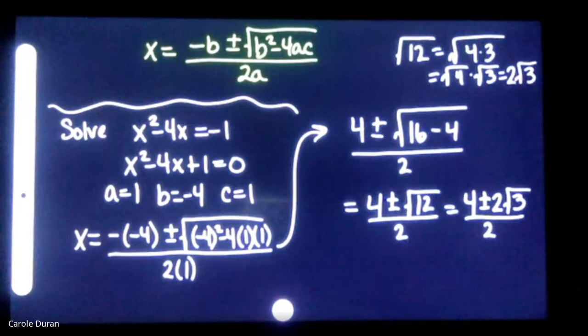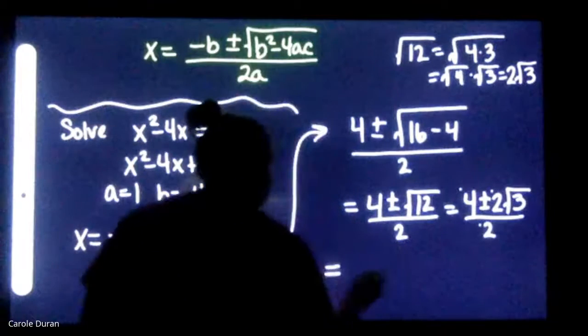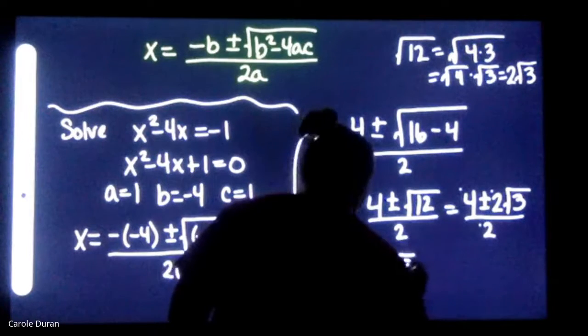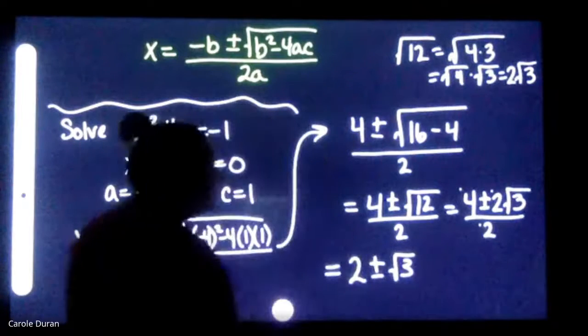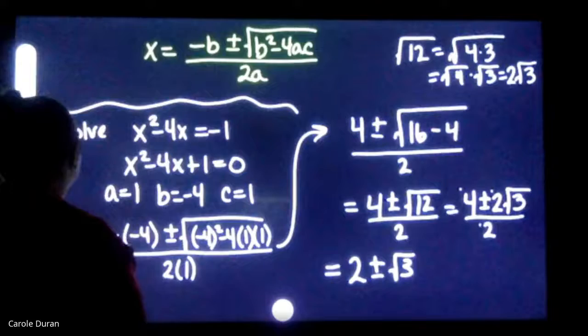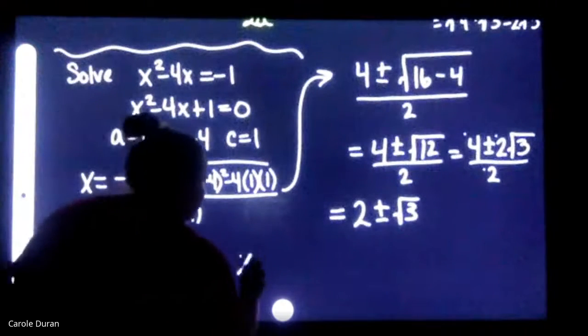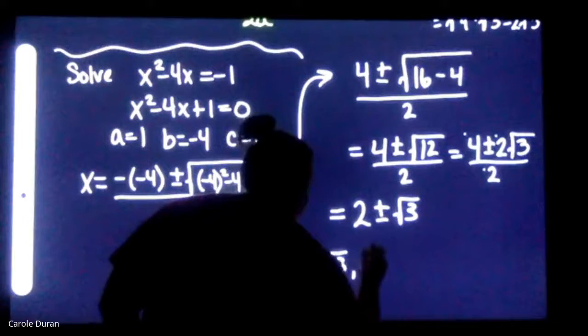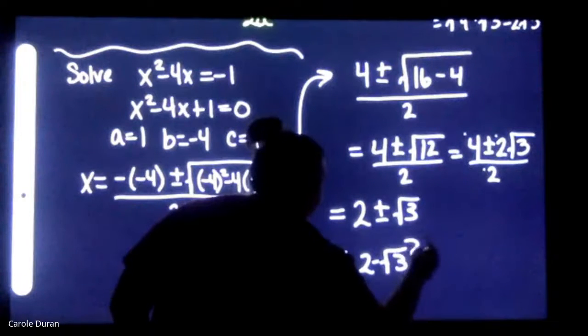From here, I should reduce if I can. The only way I can reduce is if I have a number or a common number that comes out of all 3 of the whole numbers present that are not under the radical. So here that's 4, 2, and 2. Good news for us, 2 comes out of all of those. 4 divided by 2 is 2, plus or minus. 2 divided by 2 is 1, which just leaves the radical 3 right there. And 2 divided by 2 is 1, which means my denominator is now 1. So this gives me my 2 x values. 2 plus the square root of 3 and 2 minus the square root of 3.